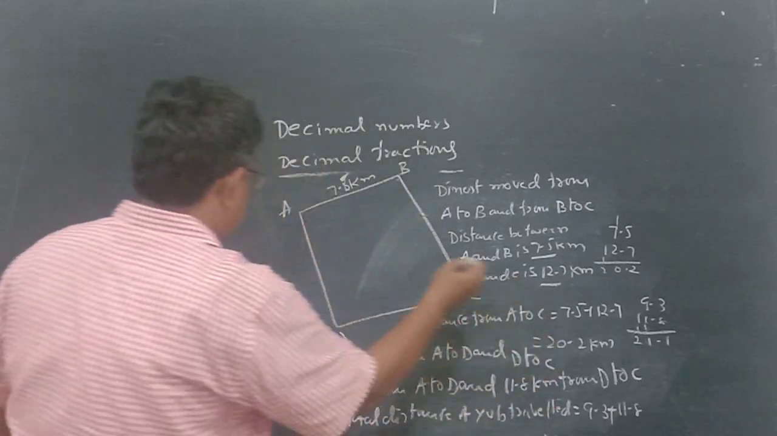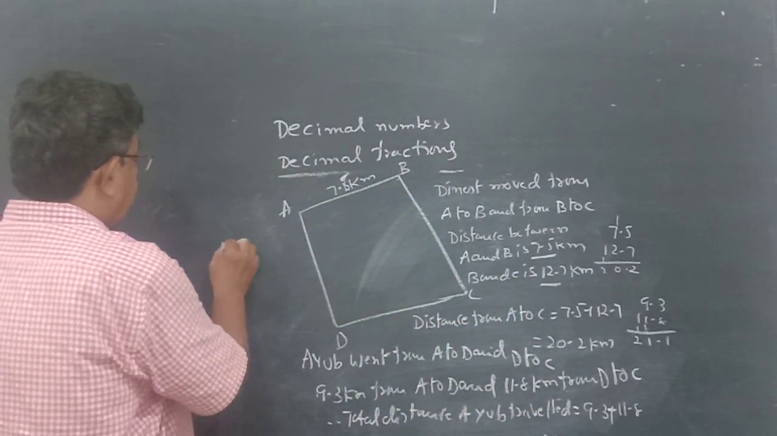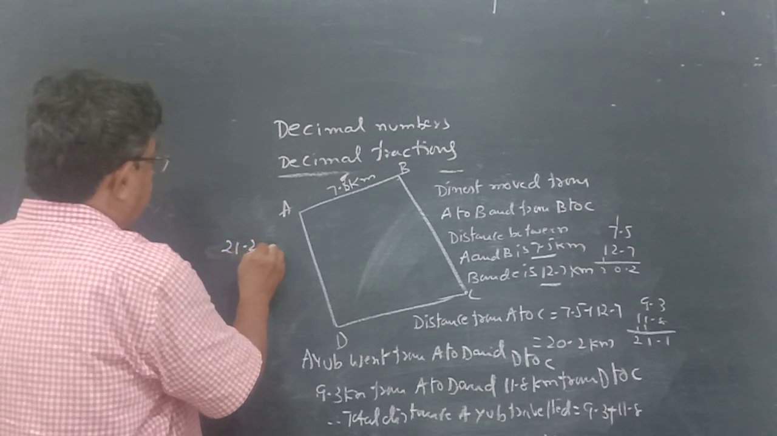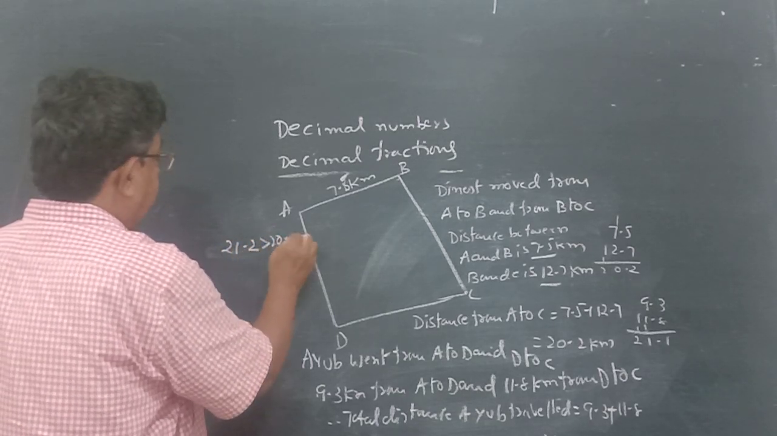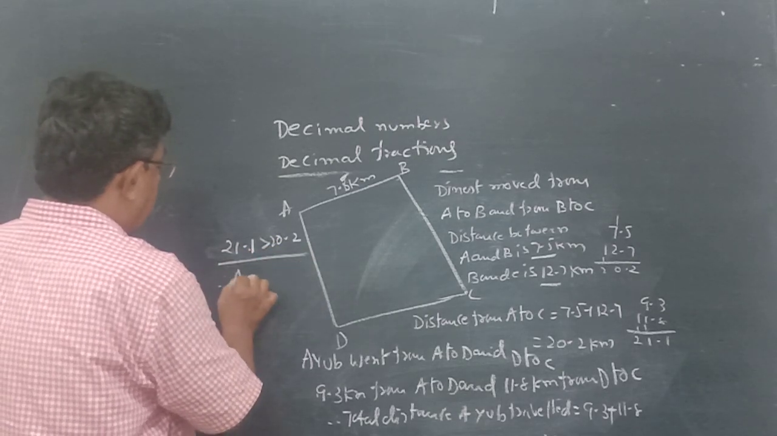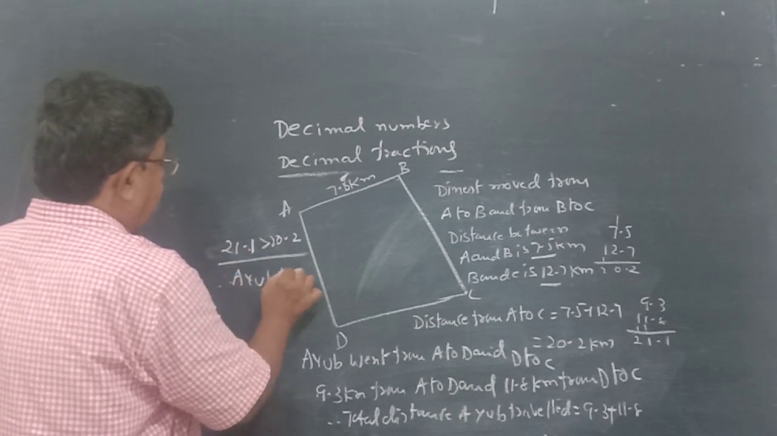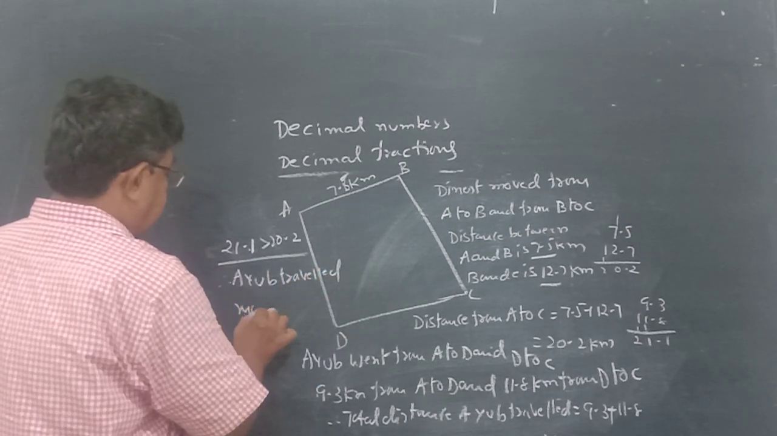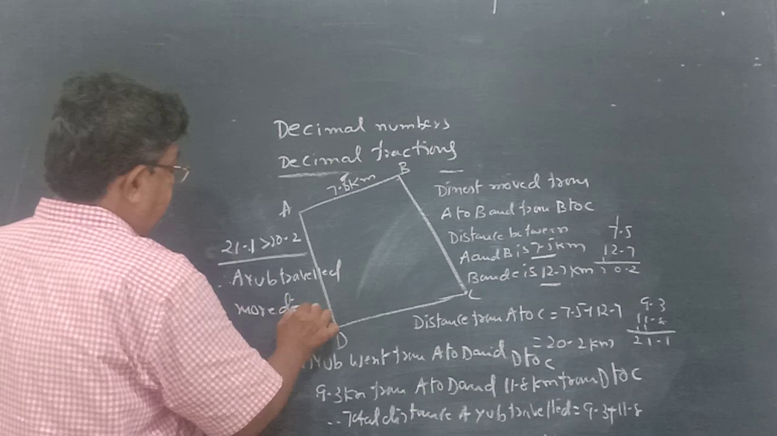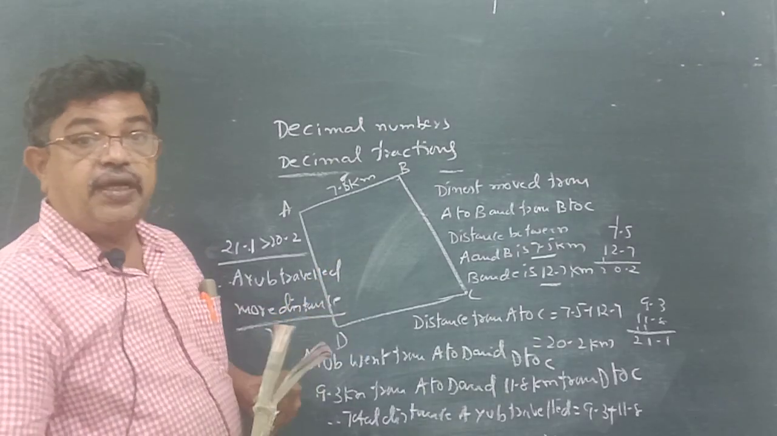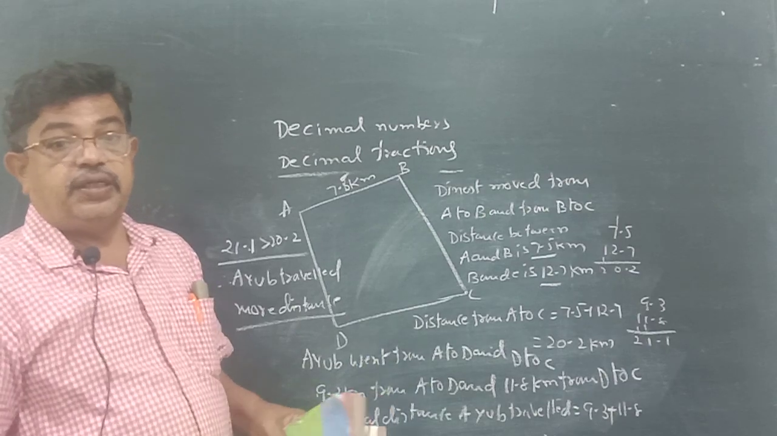Now you can compare these two. Ayub, if you compare, 21.1 is greater than 20.2. Therefore, Ayub travelled more distance. So in this problem, you try to add decimals and then you compare the decimals.